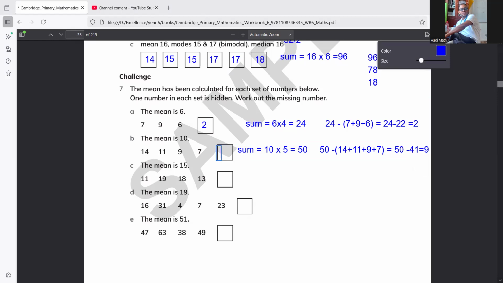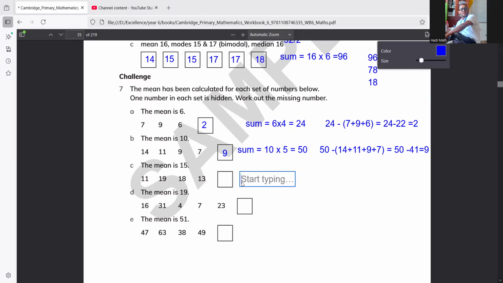Your missing number is what? It is 9. And after you do this, you can now use it to find the mean. Mean is equal to 14 plus 11 plus 9 plus 7 plus 9, which is 50, and 50 divided by 5 is equal to 10.